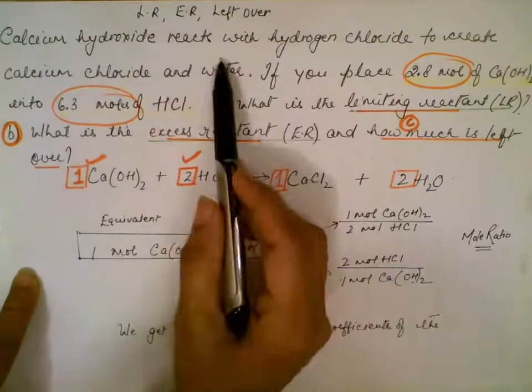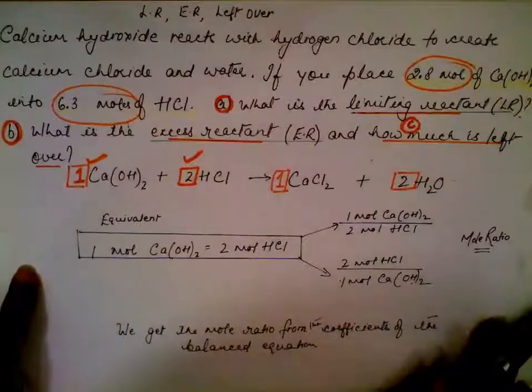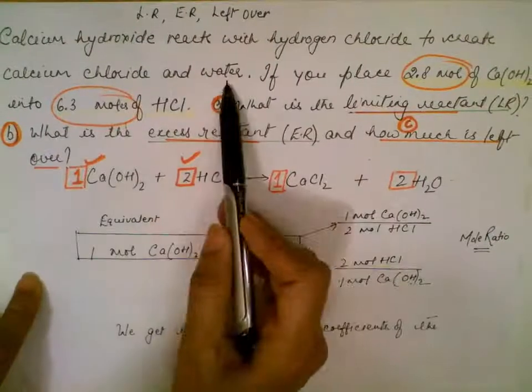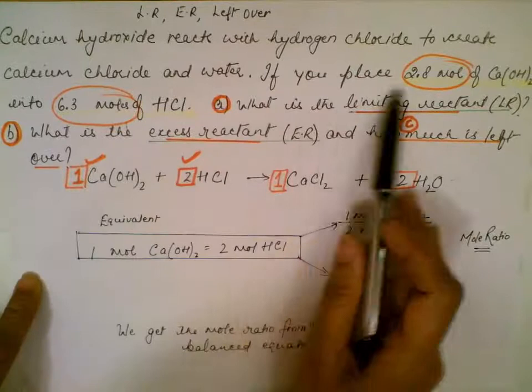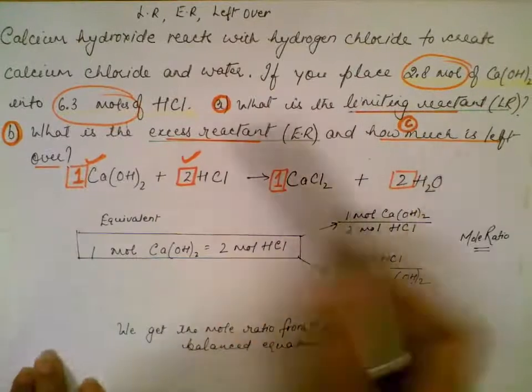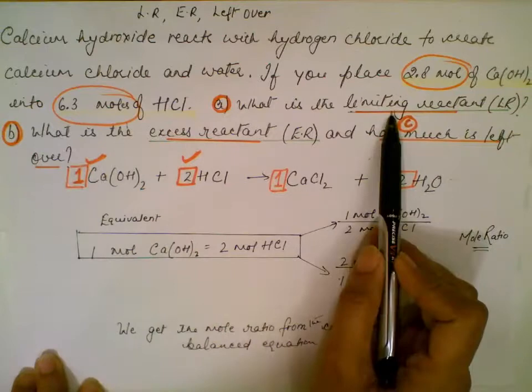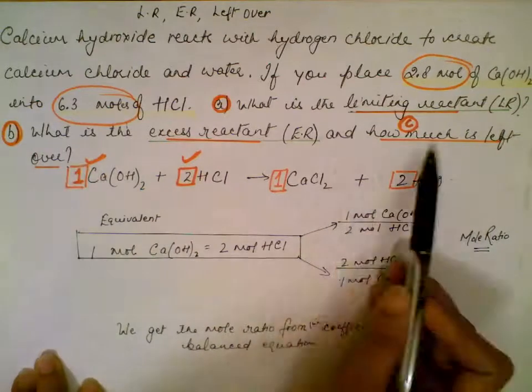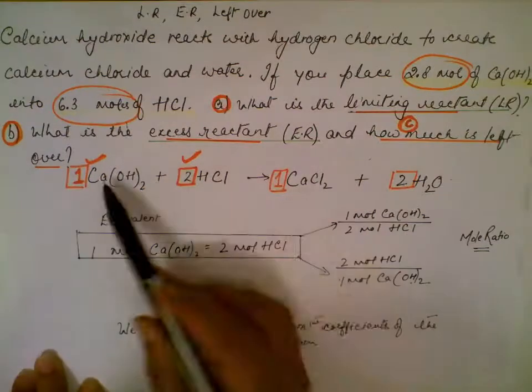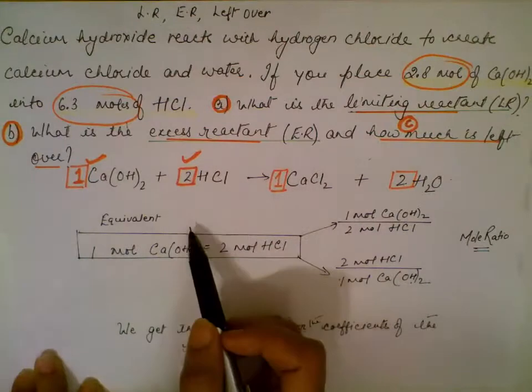Calcium hydroxide reacts with hydrogen chloride to create calcium chloride and water. If you place 2.8 moles of calcium hydroxide into 6.3 moles of hydrogen chloride, what is the limiting reactant, what is the excess reactant, and how much is left over? How much excess reactant is left over?